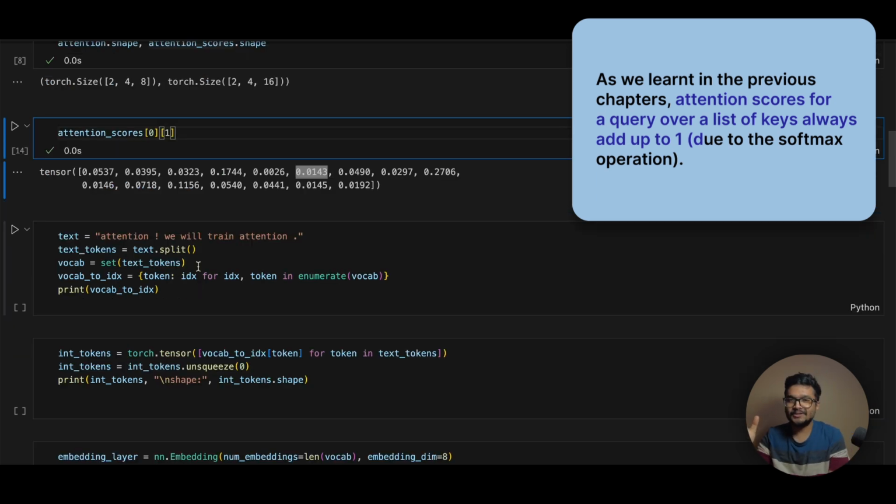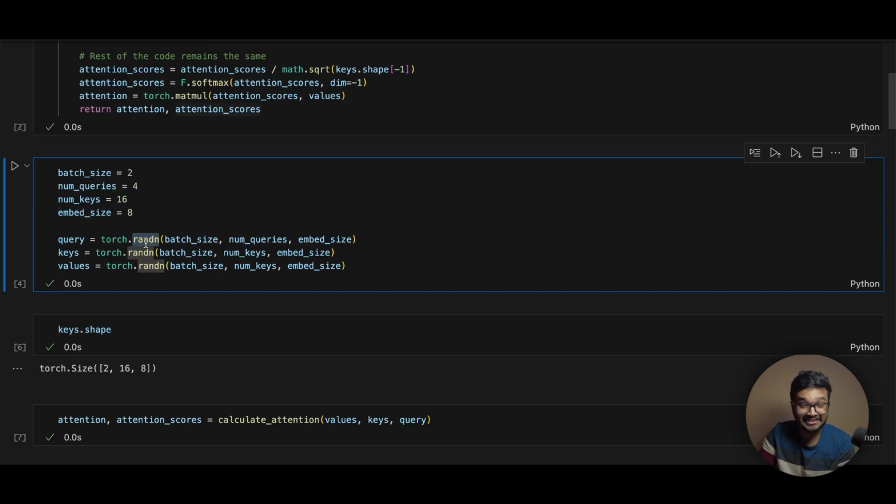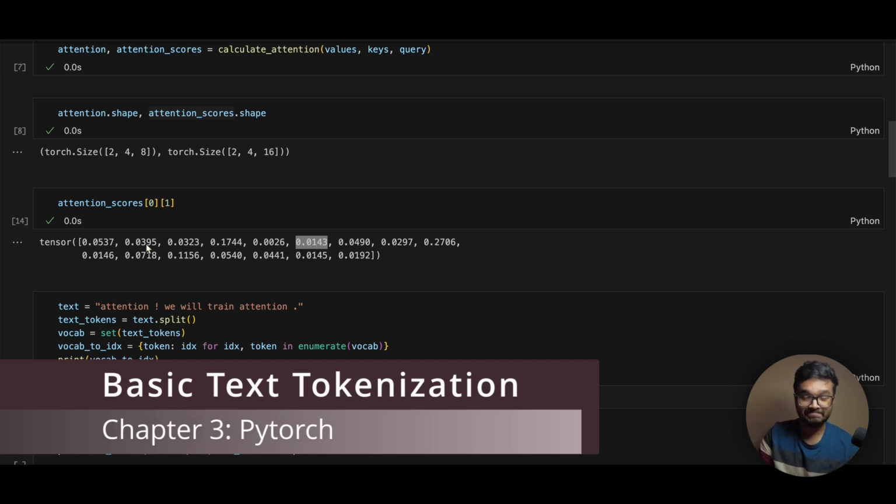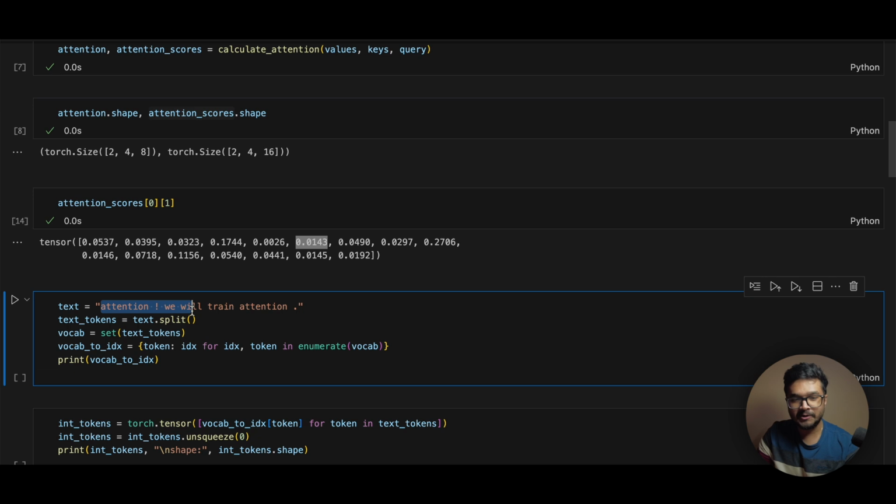Anyway, now we have talked a lot about attention, but we haven't actually talked about attention yet, because everything we've done so far is just generate random numbers and show the matrix multiplication of those two matrices. Now we are going to begin something more interesting, because now we are going to train on text. Specifically, we will be training a simple attention model to learn this sentence: Attention, we will train attention. Let's see how that works.